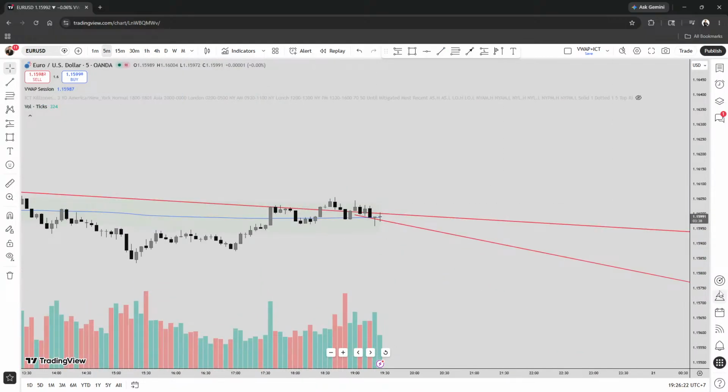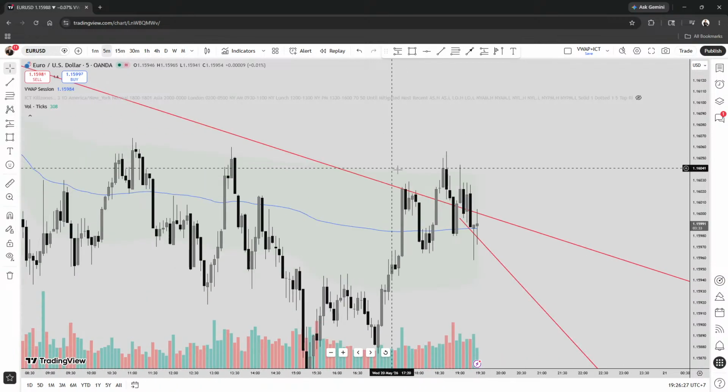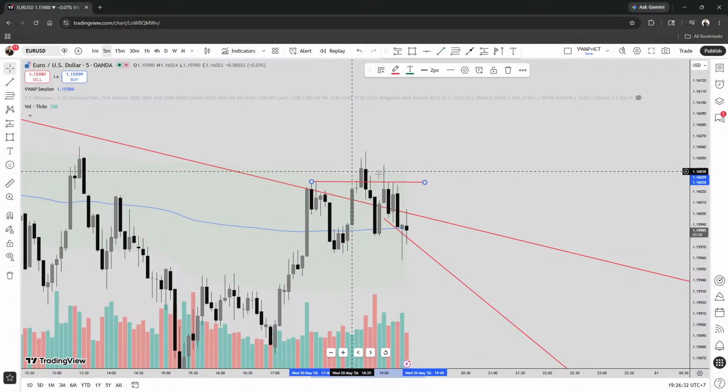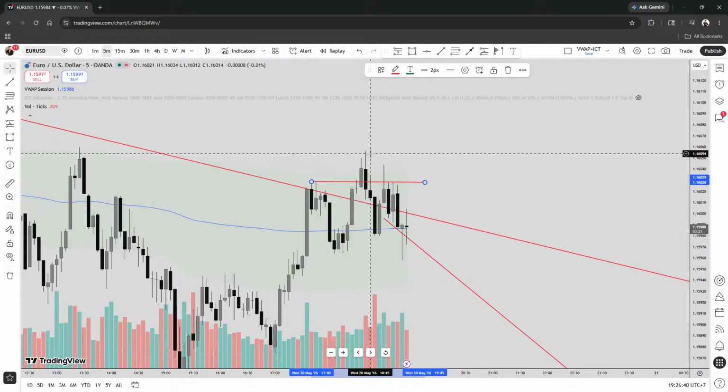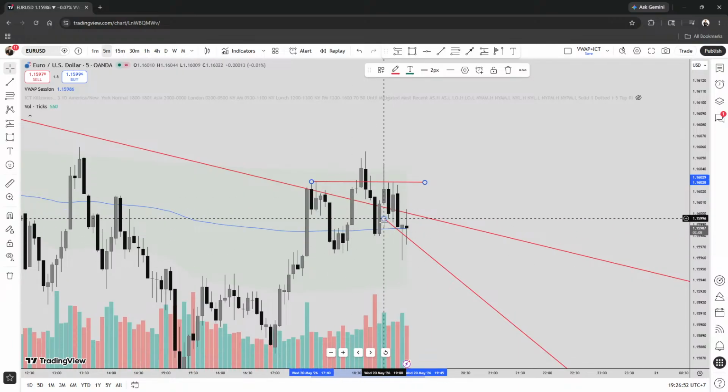Now we jump to the lower time frame here. As we can see, this is the high and this is the false break, or we can say the liquidity sweep here, and also the candle here. There's a candle pattern, an engulfing, followed by a strong bearish momentum here. So this is very good information for sell setups.